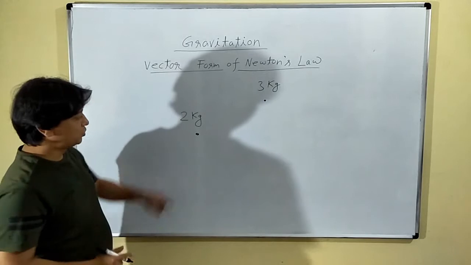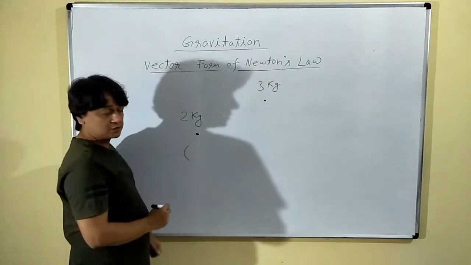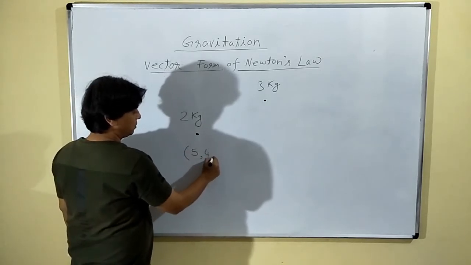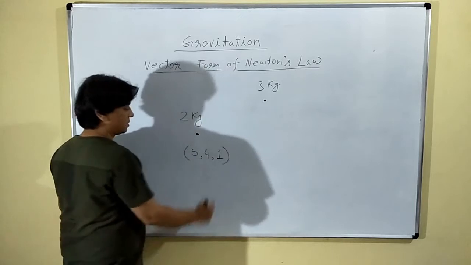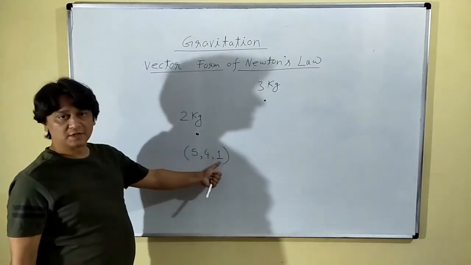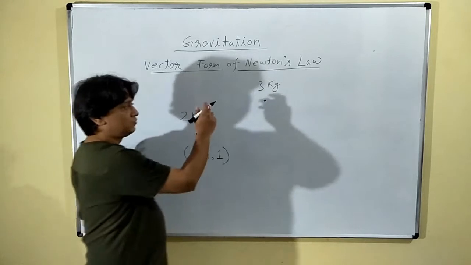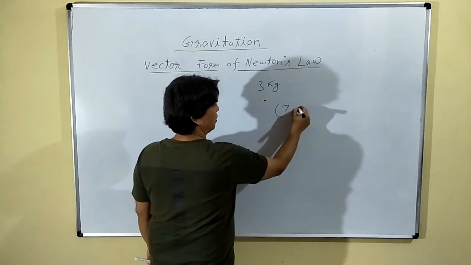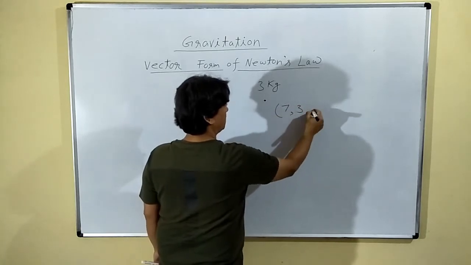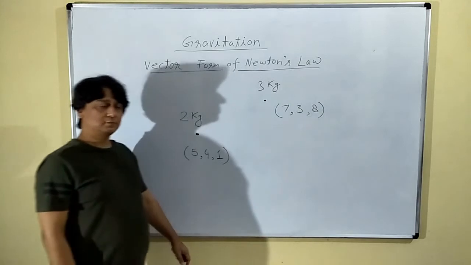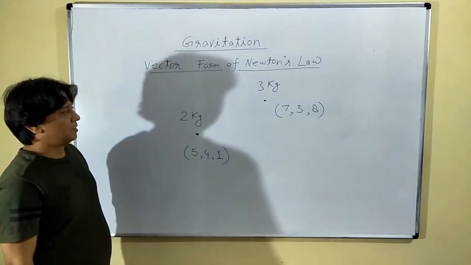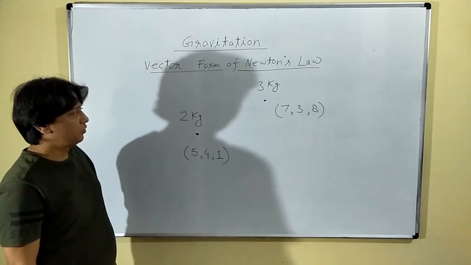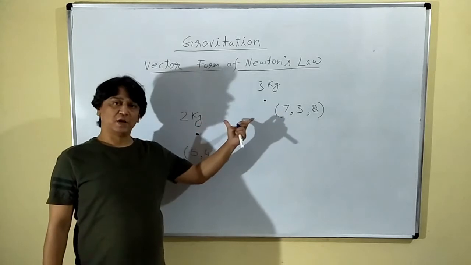Question says that 2 kg is located at 5, 4, 1, x, y and z coordinates. 3 kg is located at 7, 3, 8, x, y and z coordinates. And we need what? Force between 2 and 3 kg.